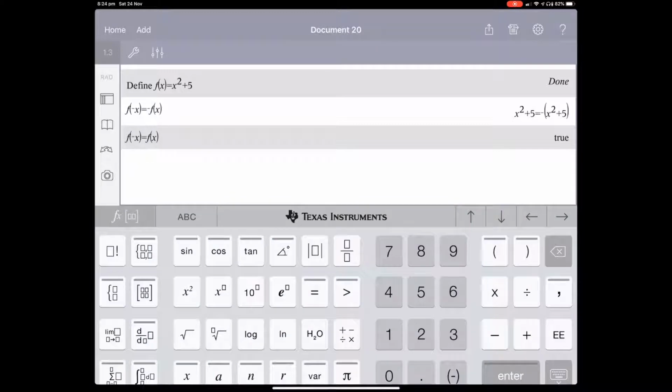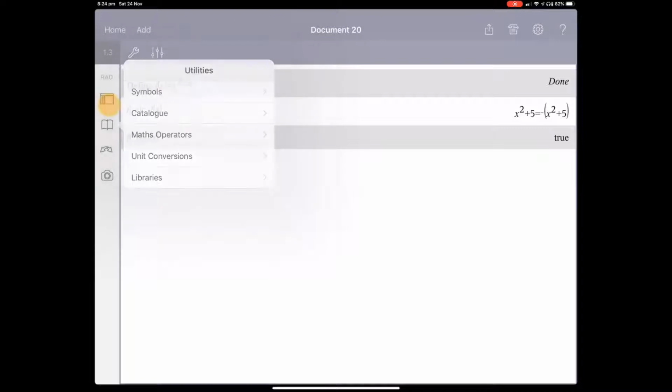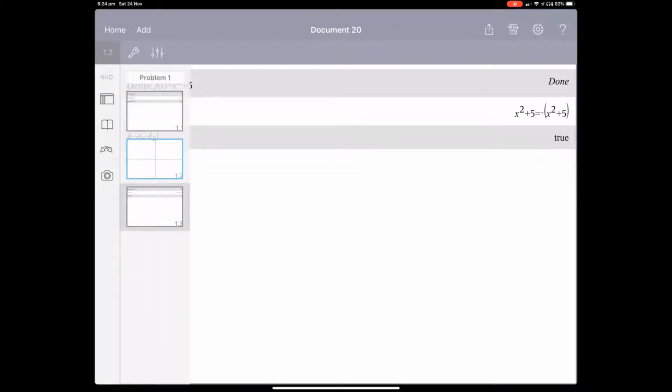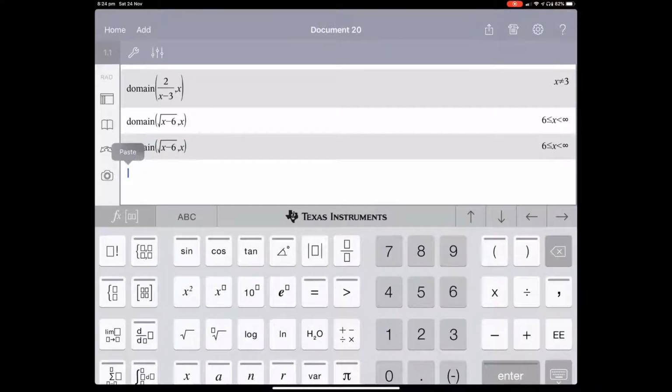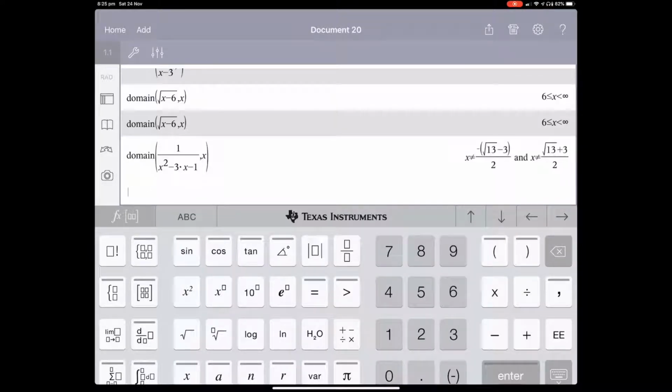Let's go to this calculator. I don't know how to open the books. Oh, that's how you get all that other stuff up. Didn't we have one with domain in it? Okay, so copy, paste, get rid of that. Okay, so we want a fraction, 1 on x squared minus 3x minus 1. Hit enter.